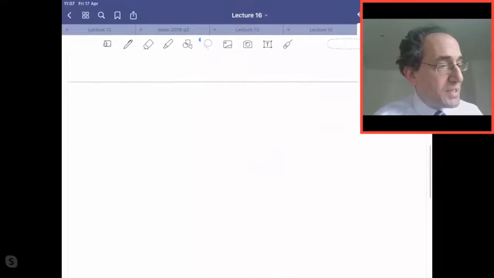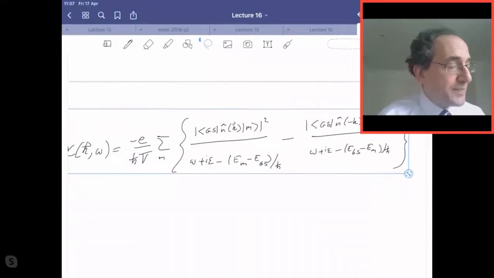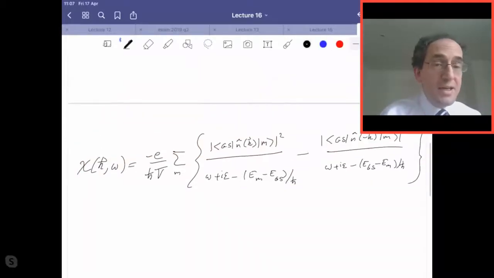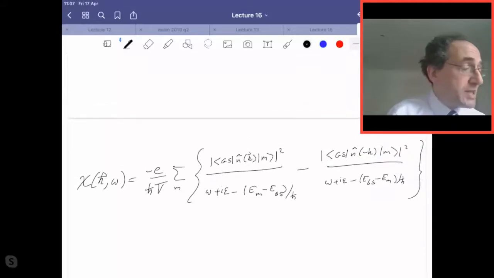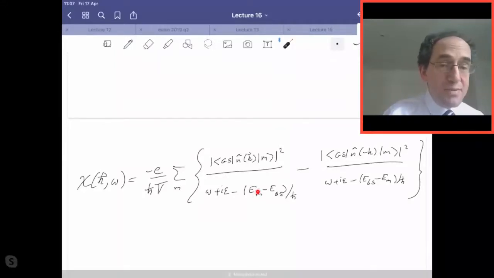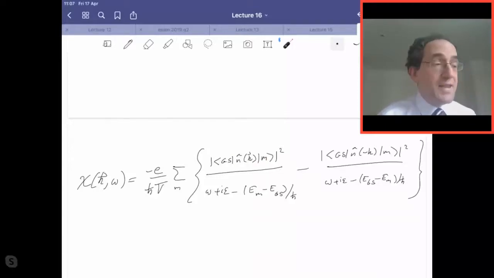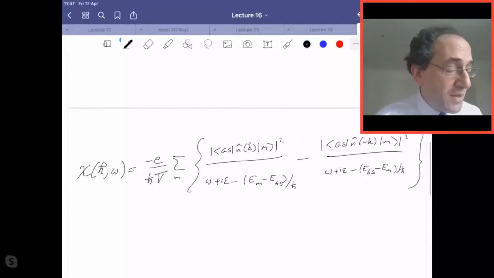Okay, so let's put this down here again. Now, this formula telling us the response of the system to a perturbation is completely general. The hard part is figuring out what the energies of the system are, and what the energy eigenstates of the system are, if the system is a complicated system. So we need to figure out what these matrix elements are and what the energies are, and that's typically quite hard.